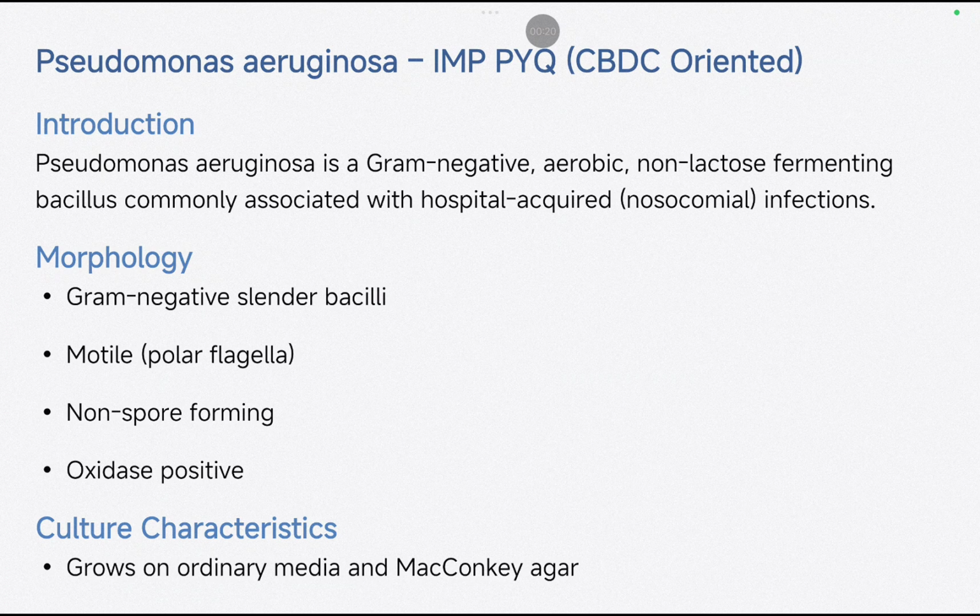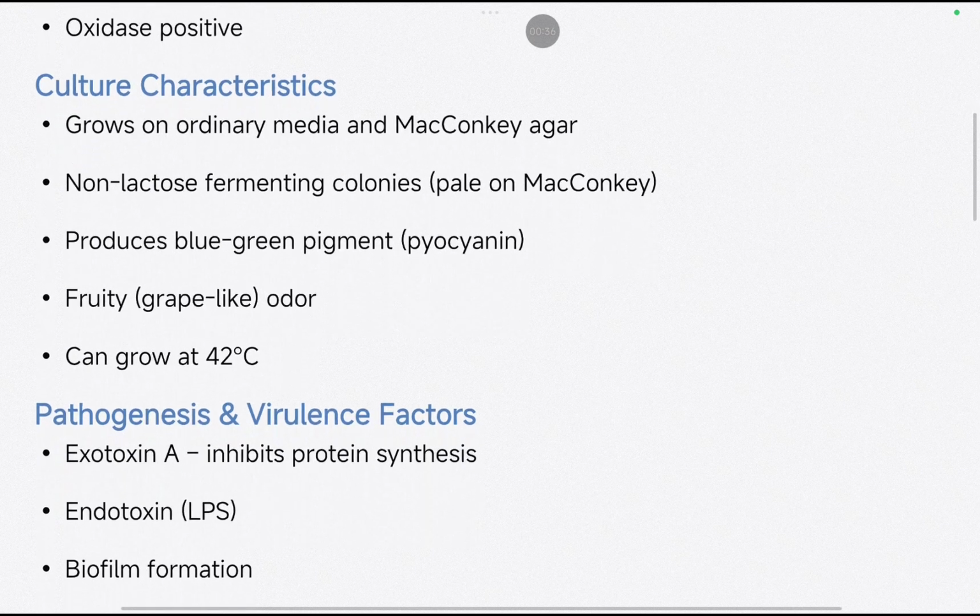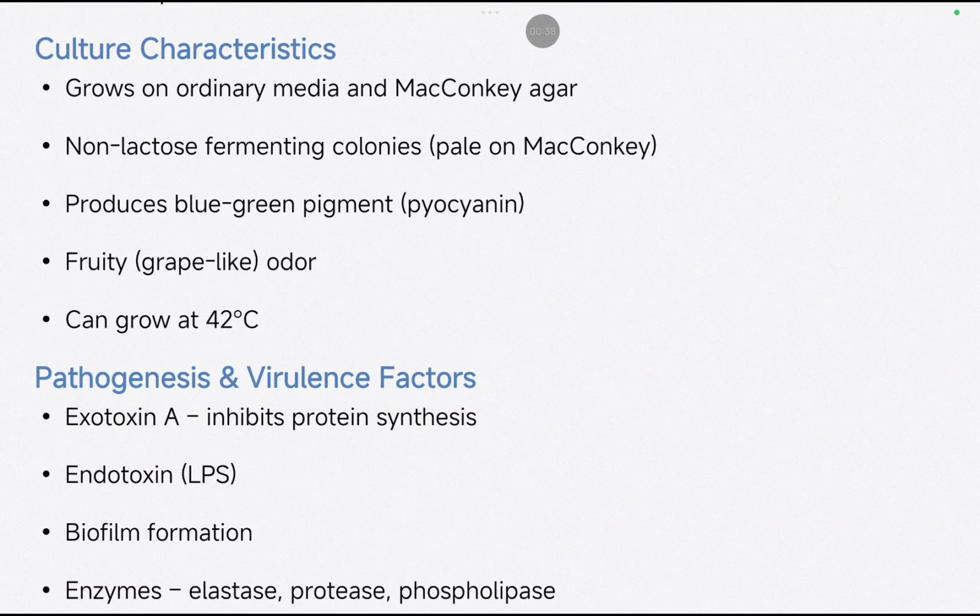What is the morphology? Gram-negative slender bacilli you would find, motile with polar flagella, non-spore forming, and oxidase positive. We are doing this slightly fast because this chapter has other very interesting aspects. At the culture level is the difference between most of the microorganisms. Here it grows on ordinary media and MacConkey agar.